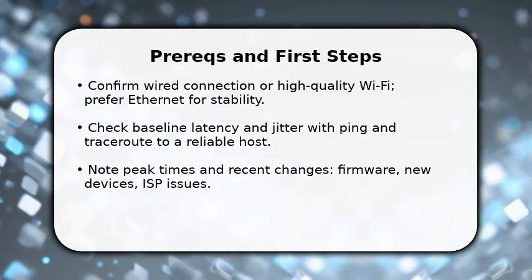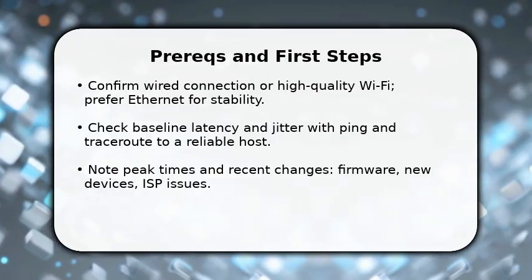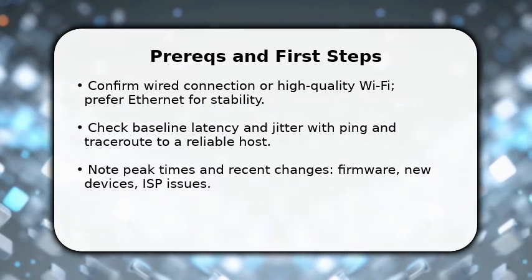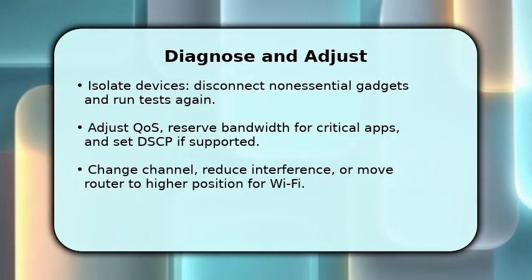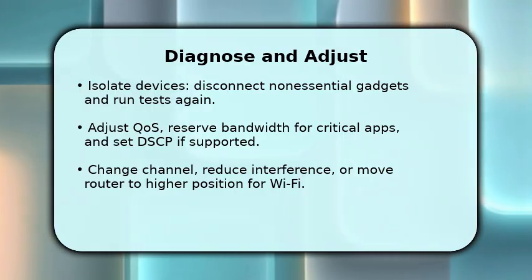Once done, log device changes and recent network events so you know whether to focus on local gear versus ISP-level problems. Now diagnose the middle of the problem by isolating sources, unplug or disable non-essential devices, and run the same tests to see if jitter improves.